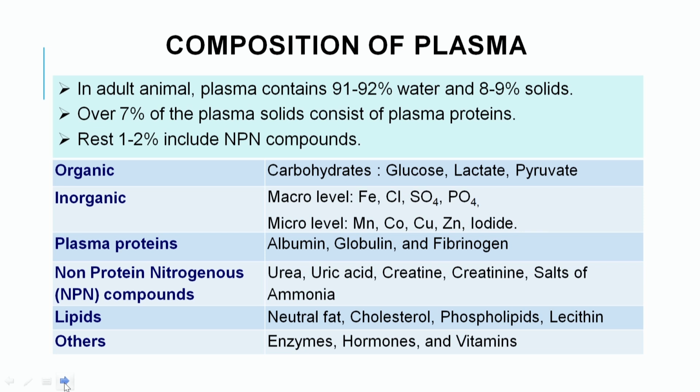Lipids include neutral fat, cholesterol, phospholipids, lecithin. Others include enzymes, hormones and vitamins. These are the composition of the plasma.